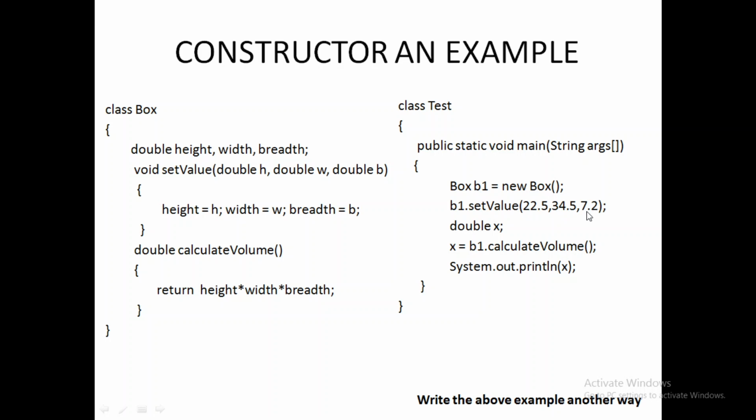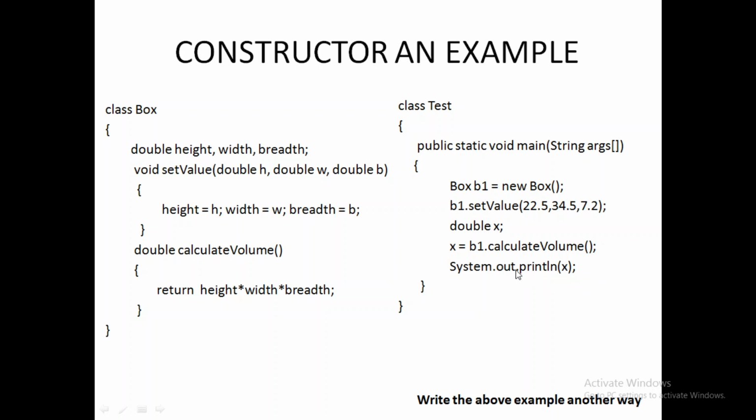34.5 and 7.2. As we know, whenever a function call arises, the method definition associated with this method call gets executed. So here the definition of set value will be executed and the instance variables will be initialized with the set of values passed into it. And then I have called the calculate volume method to calculate the volume, and that value gets displayed here.